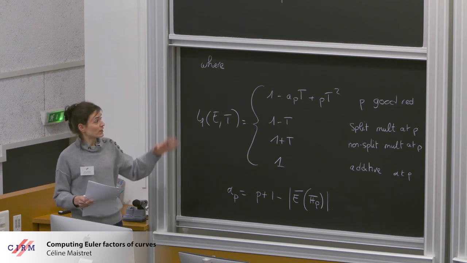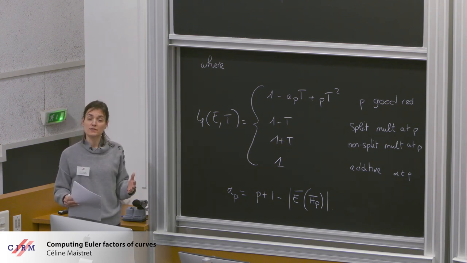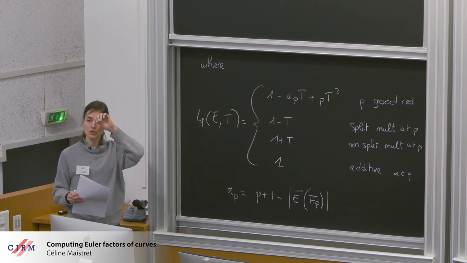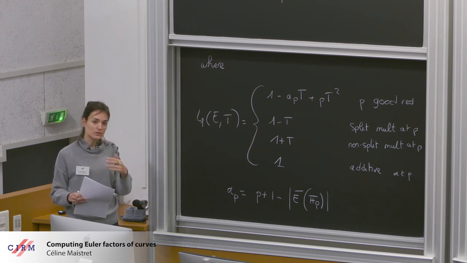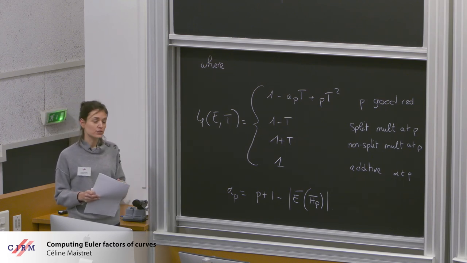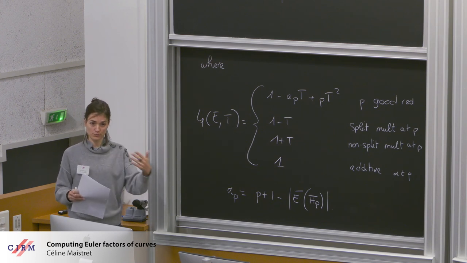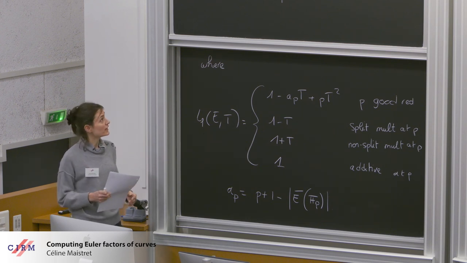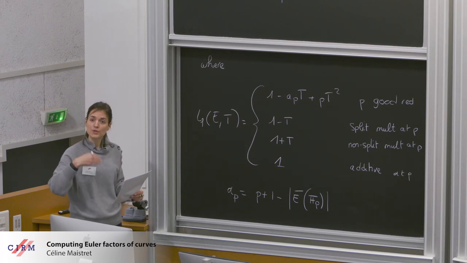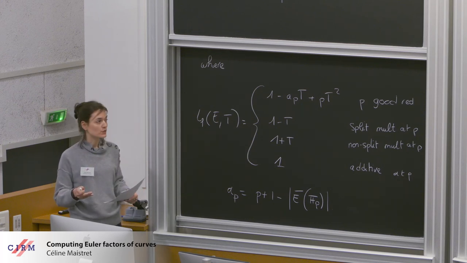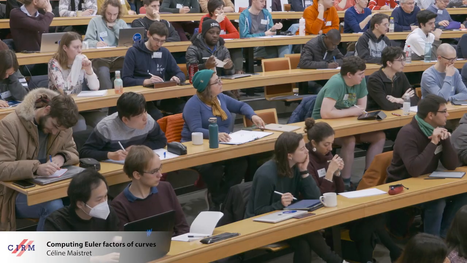At the moment we have a large database of such L functions for elliptic curves over Q, but also over number fields. And this allows for several checks. Typically we check BSD, the Birch and Swinnerton-Dyer conjecture, but other checks as well. It also gives us the possibility to make some experiments.